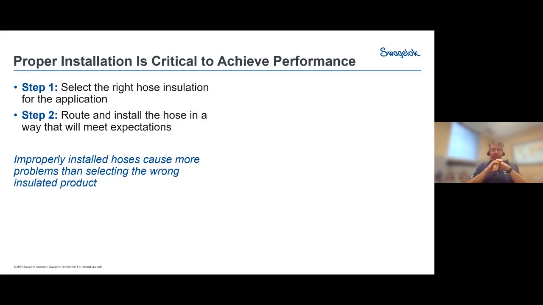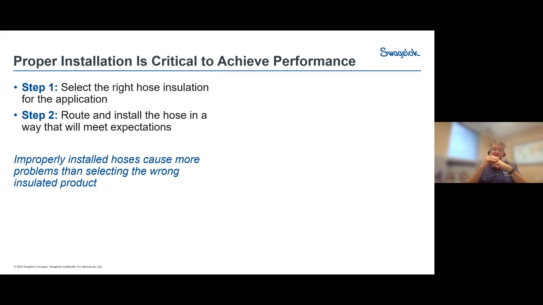The last thing I want to cover before handing it back to Brian is what to do with the hose once you select it, how to make sure we install this correctly so that you don't select the right hose and then everything goes wrong because it hasn't been installed correctly. So again, step 1 is select the right hose, and these calculators and field engineers can help you do that if you desire. But we want to make sure that we consider everything available and select the right hose for the application. But then we need to make sure we route it correctly.